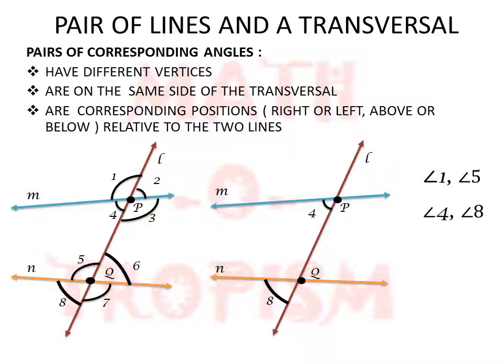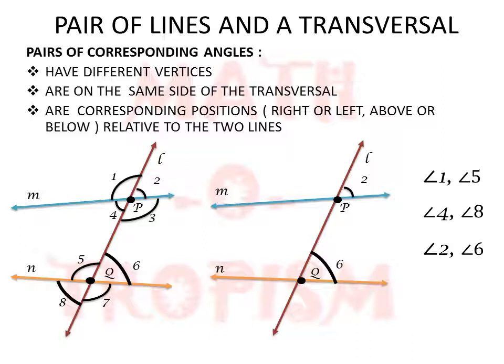Now we will go to the right of the transversal. Which angle is to the right of the transversal and above the line M? That is angle 2. Similarly, which angle is to the right of the transversal and above the line N? That is angle 6. So angle 2 and angle 6 are the corresponding angles.